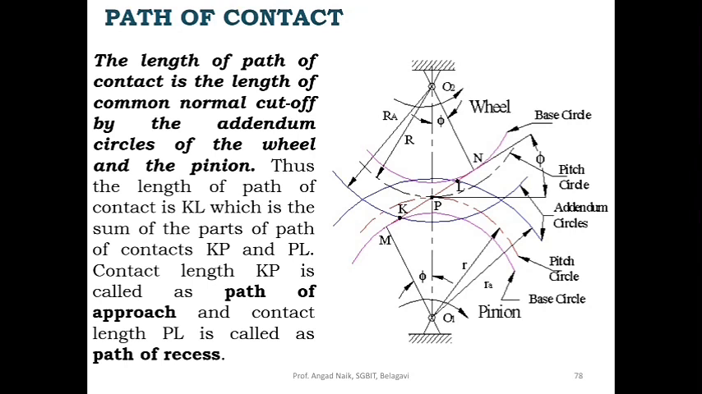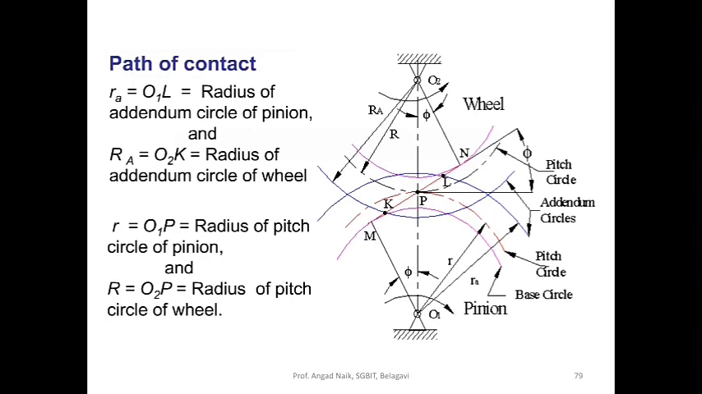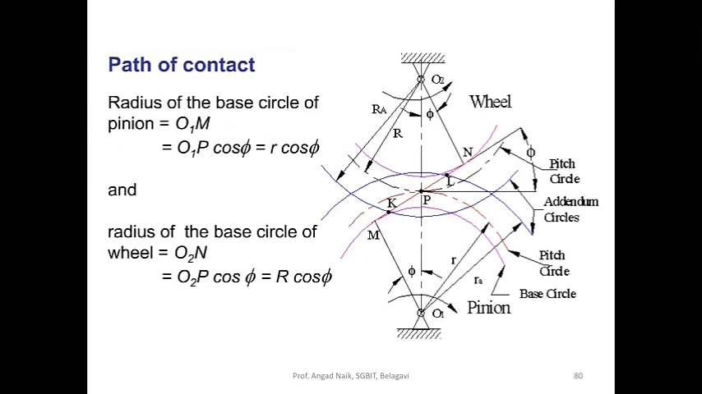Now we'll try to label the radius of pinion and wheel. Small ra is the radius of addendum circle of pinion. Capital RA is the radius of addendum circle of wheel. Similarly, radius of pitch circle of pinion is labeled as small r and radius of pitch circle of wheel is named as capital R. Radius of the base circle of the pinion is O1M.